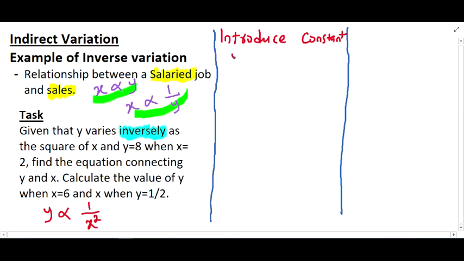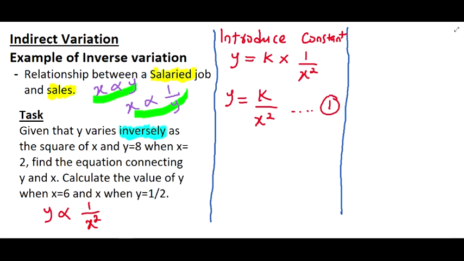So here we'll be having that y is equal to k multiplied by 1 over x squared. And now y is equal to k times 1, which is just k, right? And then x squared. And this is our general equation. Work with this throughout in the course of solving this particular question. Okay. At this point it says y is 8 when x is 2. So let's substitute 8 for y.